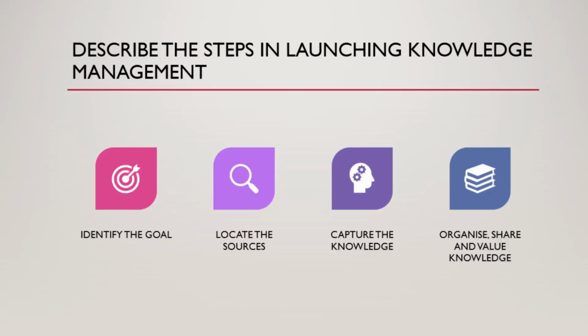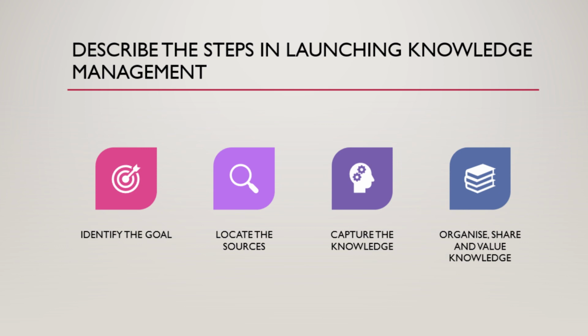Steps involved in knowledge management. There are 4 steps involved in knowledge management. The first step is identify the goal, then locate the sources, capture the knowledge, and organize, share, and value knowledge. So I'll be explaining the first step, which is identify the goal. Identify the specific goal of the project, which can best be determined by studying the organization's specific needs. Locate the sources. Locate the sources of relevant knowledge for projects focused on explicit knowledge and structural capital, which may already be in electronic form.